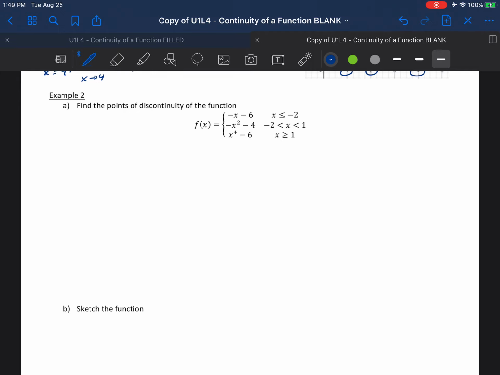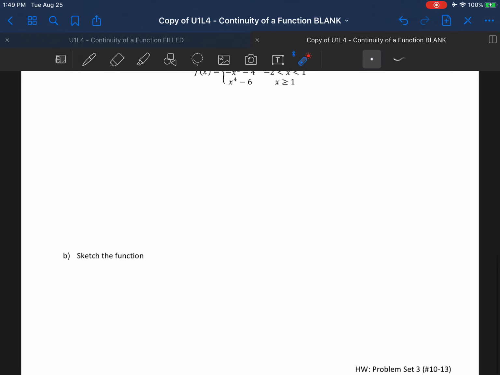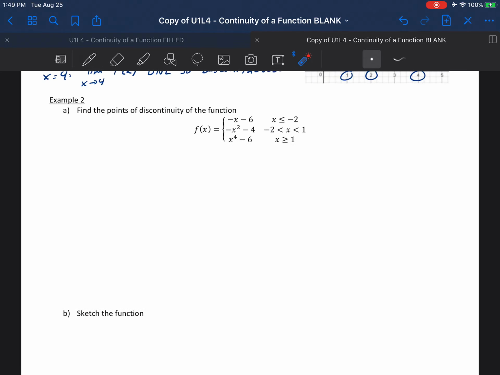All right, example 2. Back to piecewise functions. What are the points of discontinuity of this function? It's defined in 3 different parts, and make a sketch. If we look at these functions, this is a line, this is a quadratic function, this is a polynomial, so we know that all these functions are continuous over their domain. The problem is in this piecewise function, the function is changing. So really what we need to check is the transition points. We need to check what's going on at x equals -2, and we need to check what's going on at x equals 1.